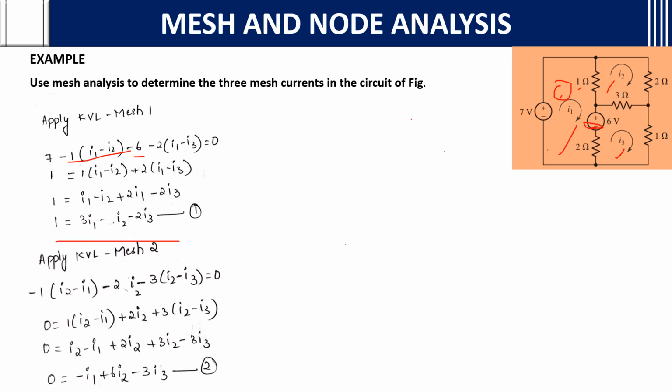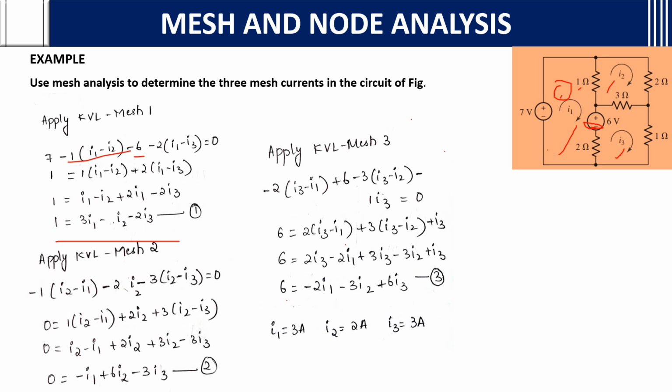In the same way we apply KVL to mesh 2, and then for mesh 3. After applying, we can use either Cramer's rule or the calculator to find I1, I2 and I3.